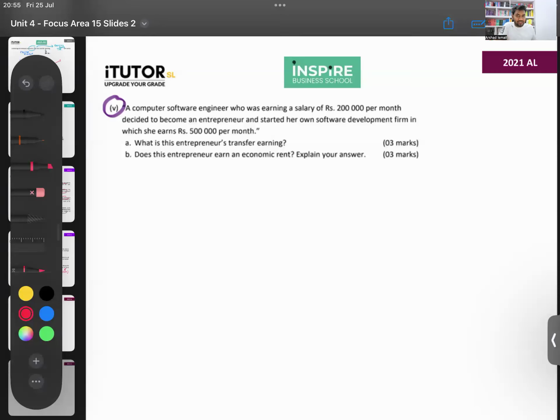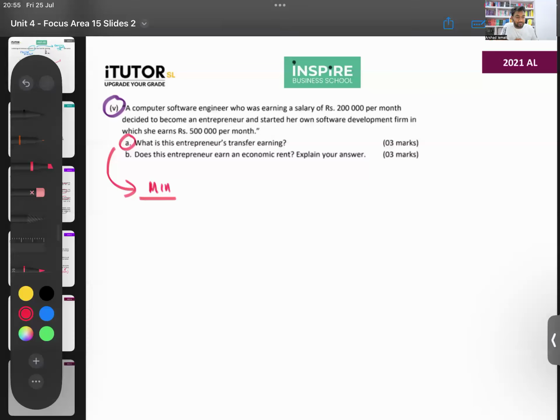This is where the examiner first started to make the question a bit more practical. You see, they're saying a computer, it's a very easy question though. A computer software engineer who was earning 200,000 per month decided to become an entrepreneur and start her own software development firm, which she earns 500,000. What is the entrepreneur's transfer earnings? Transfer earnings means minimum that she would expect.